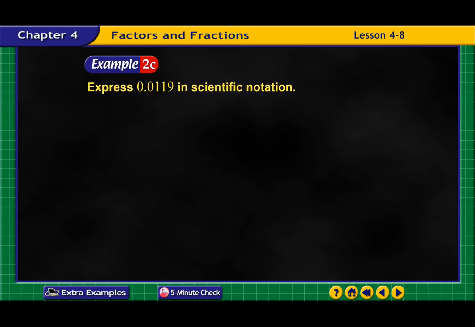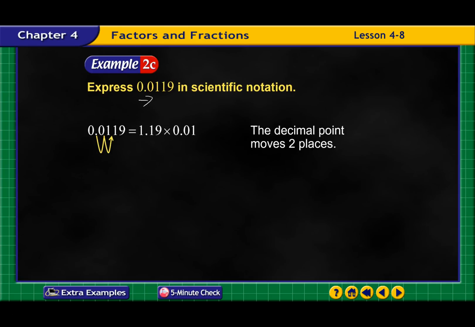All right, express this one in scientific notation, so now we're going the other direction. So I'm going to rewrite it, and I'm going to move the decimal place that way. So move it over 2. The decimal place is moved over 2 spaces, so I get 1.19 times 10 to the, since it went to the right, negative 2. Because the exponent is negative.